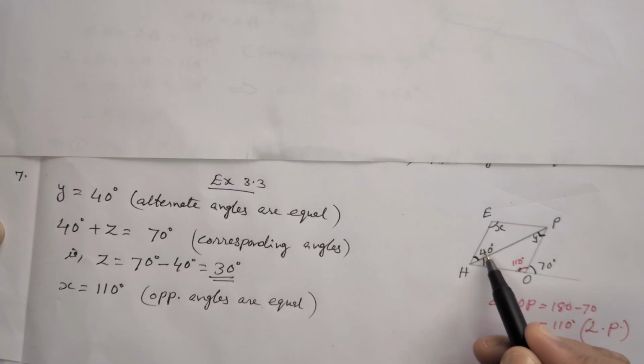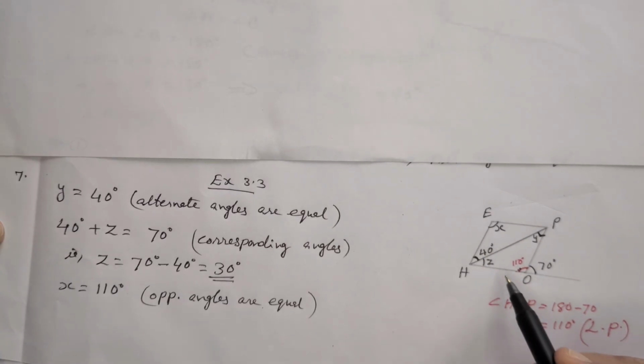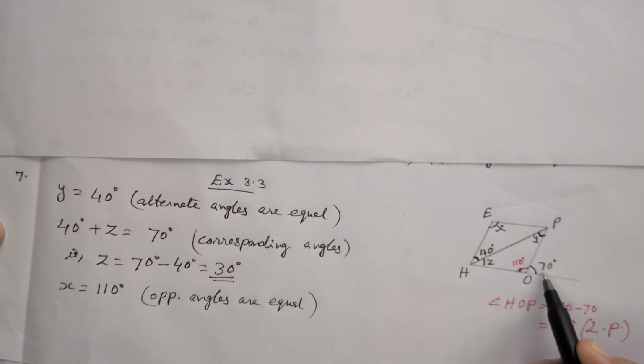Here y, by alternate angles, y is equal to 40. 40 plus z is equal to 70. So z is equal to 30.